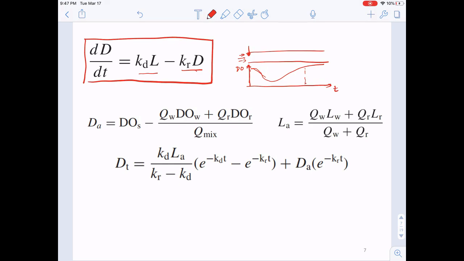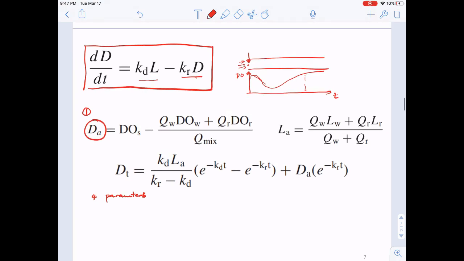Then for the dissolved oxygen, we just need 4 parameters, okay? So first is this dA here. The dA is the oxygen deficit at this mixing point, okay? According to the definition, the oxygen deficit D is equal to the saturated dissolved oxygen minus the current dissolved oxygen concentration, right? So the dA is just the saturated dissolved oxygen concentration minus the dissolved oxygen at this mixing point.